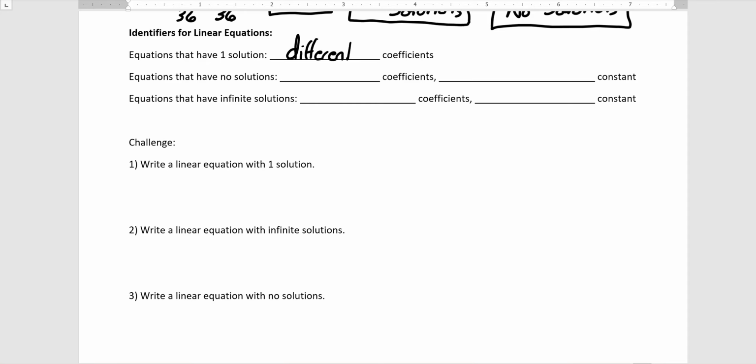When you simplify the equation, if the coefficients on either side of the equal sign are different, then that's going to be one solution. Now, equations that have no solutions will have the same coefficients, but they'll have a different constant. That's when there's going to be no solution, because that coefficient, remember, represents slope. So they'll have the same slope, but different constants. They'll be parallel lines, but they're not the same line. Now, equations that have infinite solutions, remember, are the same line. So that means they'll have the same coefficient and the same constant on both sides of the equal sign.